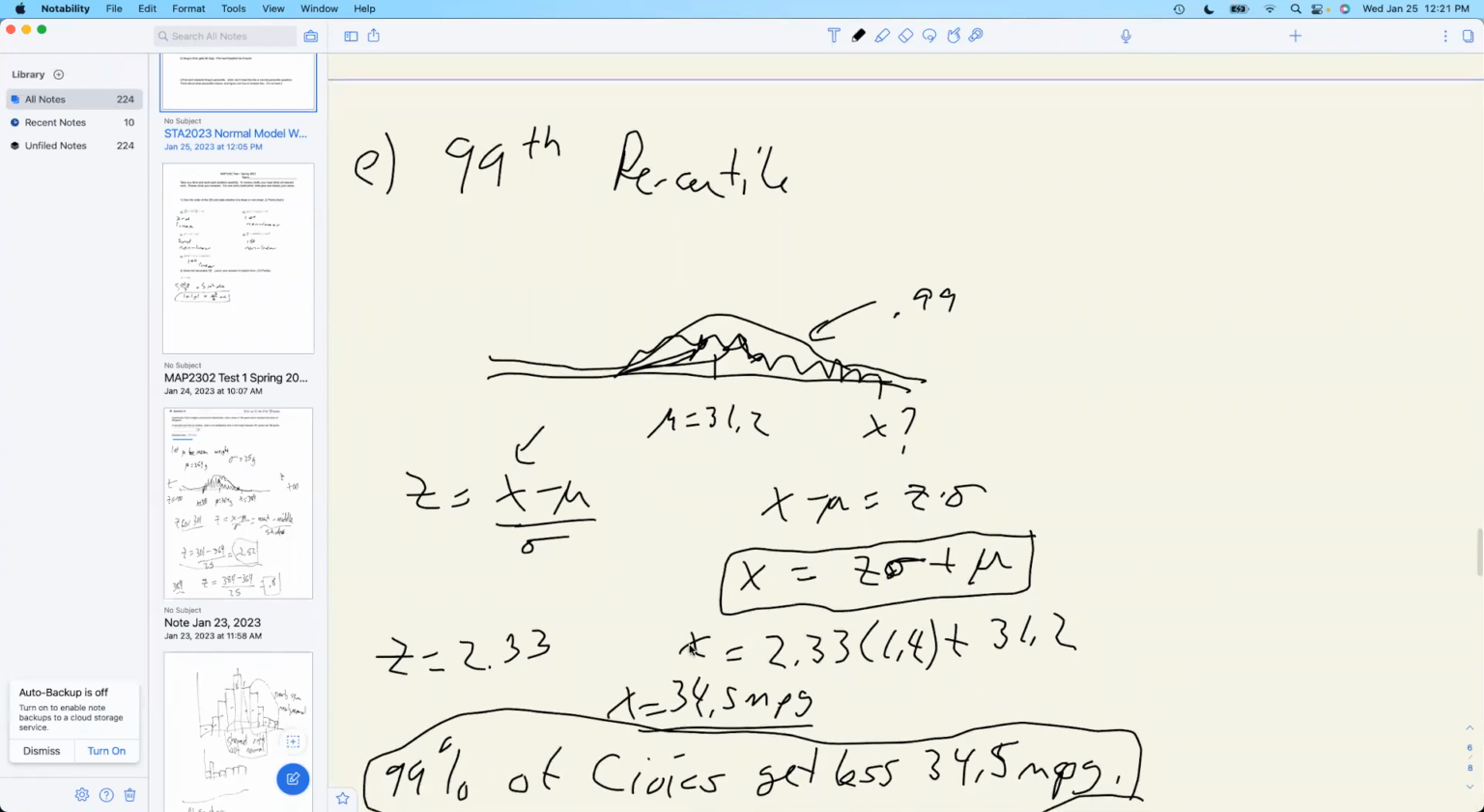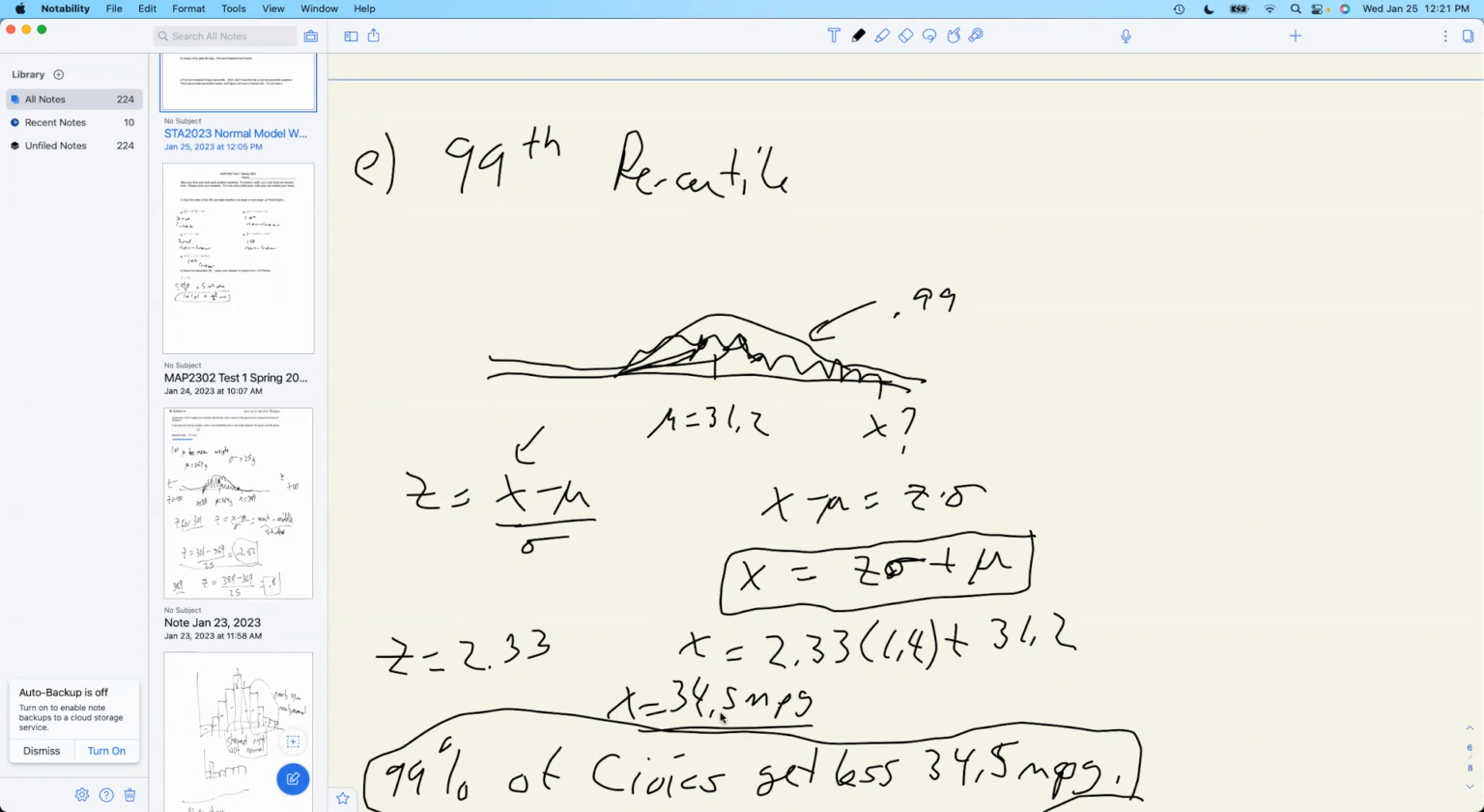So we're looking for that car that is 2.33 standard deviations above the mean. That's literally what a z-score means. That's what this 2.33 means. It means it's 2.33 standard deviations above the mean. So we just plug and chug, and we get 34.5 miles per gallon.